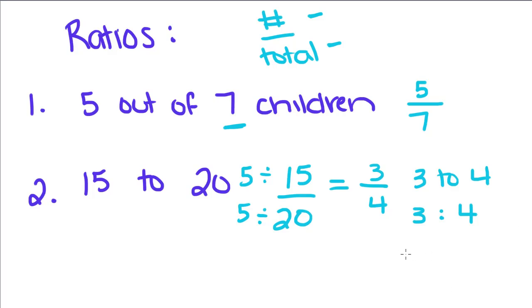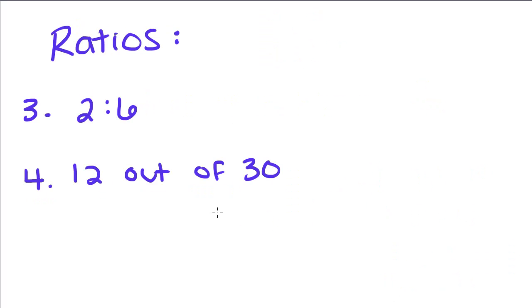Now these all just mean that there's a 3 to 4 ratio of whatever you're talking about. Like maybe there's 3 boys for every 4 girls. Or there's 3 boys out of 4 children. Those are all ratios. So we're going to do some more examples.